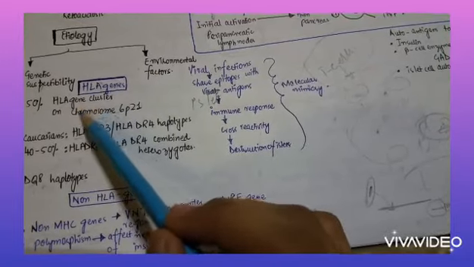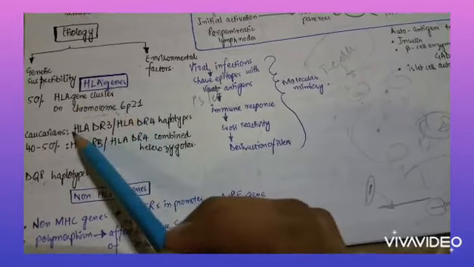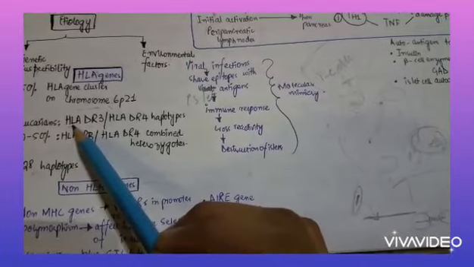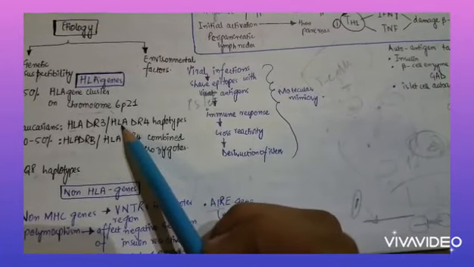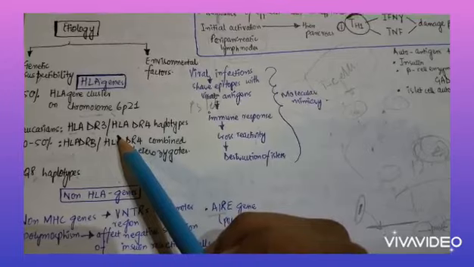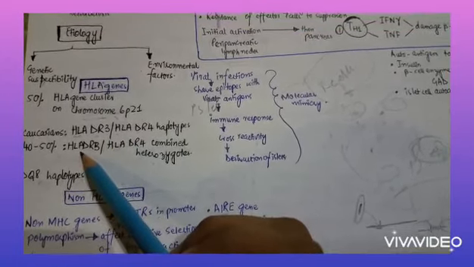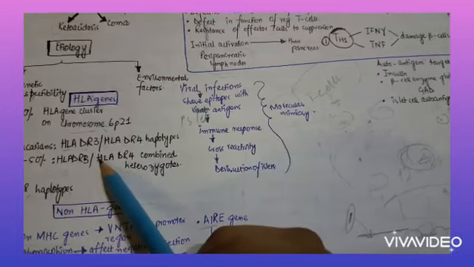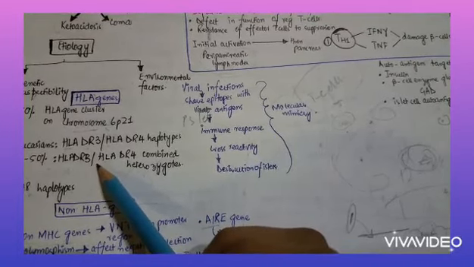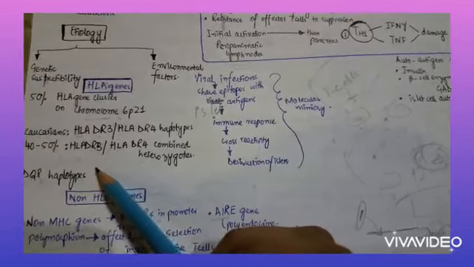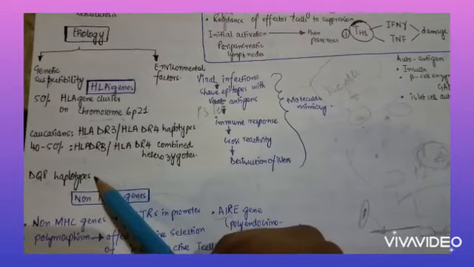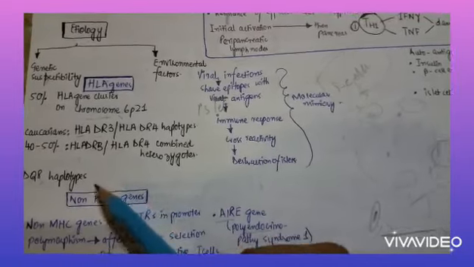50% of the genetic risk is attributed to HLA genes, which are located on chromosome 6p21, and Caucasians having the HLA-DR3 and HLA-DR4 haplotypes have the risk of developing type 1 diabetes mellitus, and 40% of the population having the combined HLA-DR3, HLA-DR4 heterozygotes have the risk of developing diabetes mellitus. Also, DQ8 increases the risk of developing type 1 diabetes.